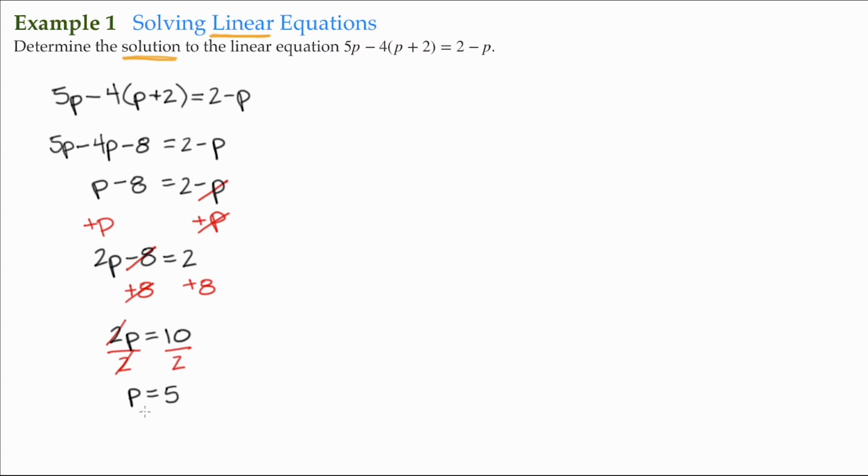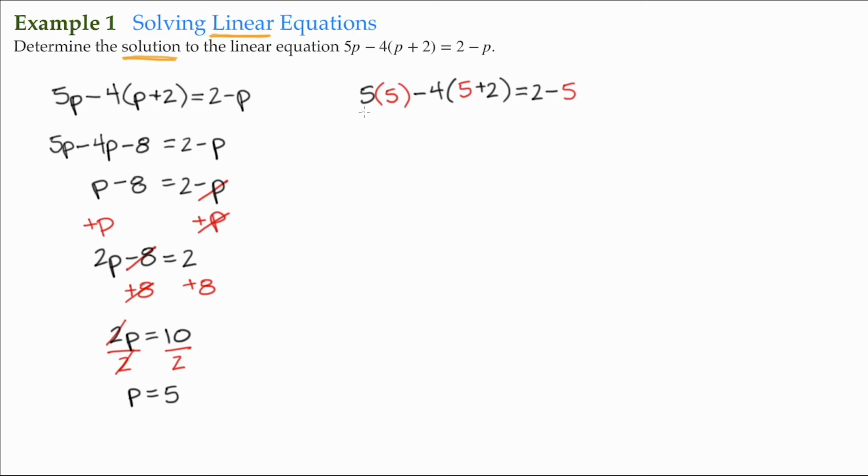So if this is the solution, if p does equal 5, then if we were to use it in here, it's going to make this a true statement. So that's what we'll do. We'll check it. We'll go ahead and we'll plug it in. So I have 5p, and what's p? p is 5, minus 4 times p, which is 5, plus 2. That's equal to 2 minus p. And of course, that's 5.